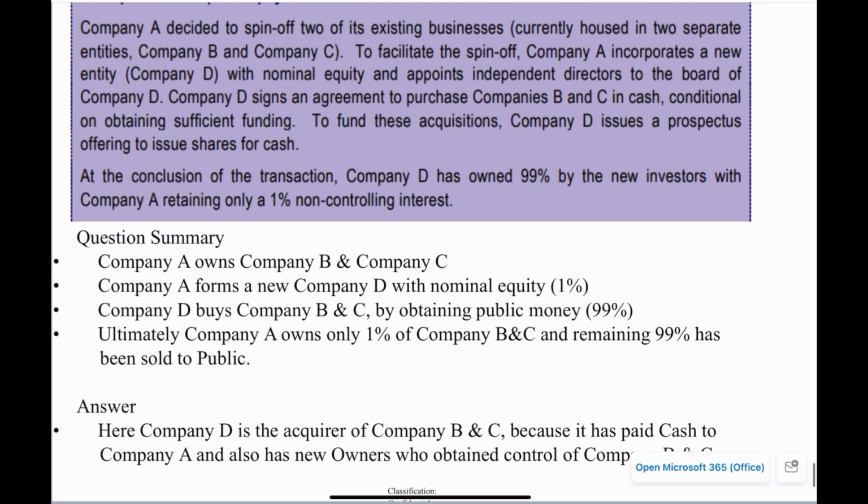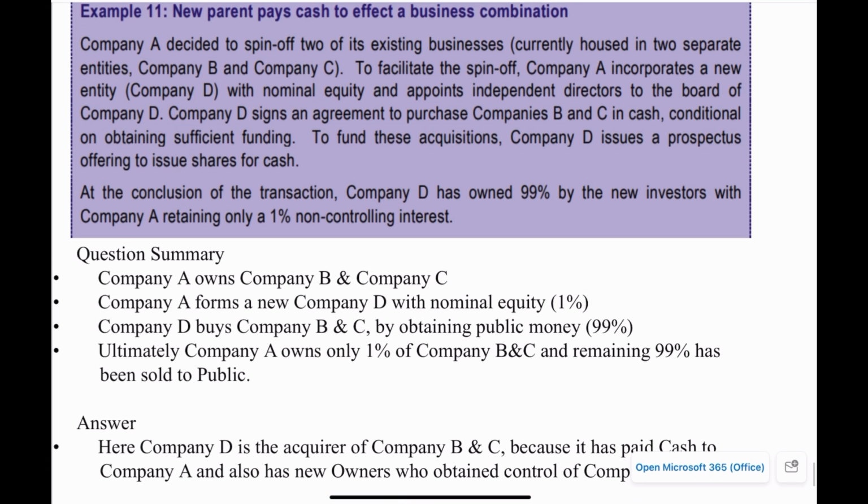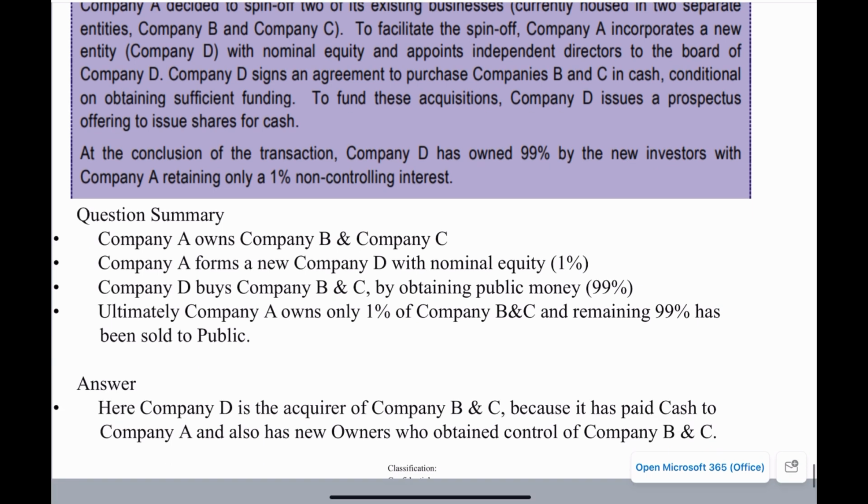So in this case, company D is the acquirer of company B and C, because it has paid the full cash required by obtaining the loan or the third party equity, and also it owns complete control over company B and C. So from the Ind AS 103 perspective, company D is the acquirer.